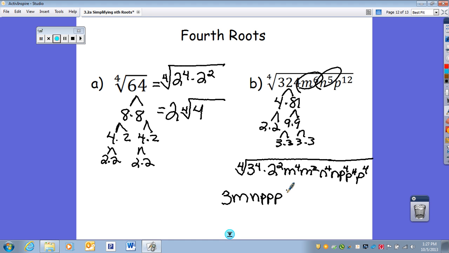What's going to be left under my radical is going to be 2 2's, which is 2 squared is 4, 2 m's, m squared, and 1 n. And then I'd like to finish simplifying 3m n p to the third, and then I have my fourth root, and make sure that 4 is right in the crook, and 4 m squared n.